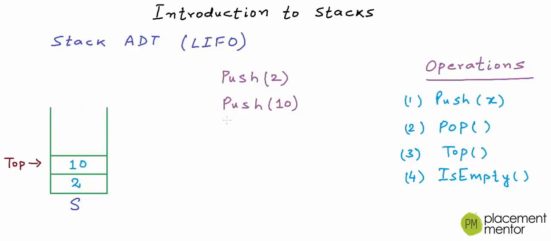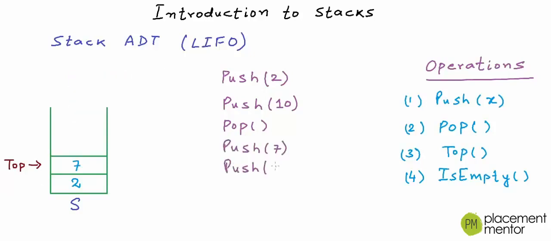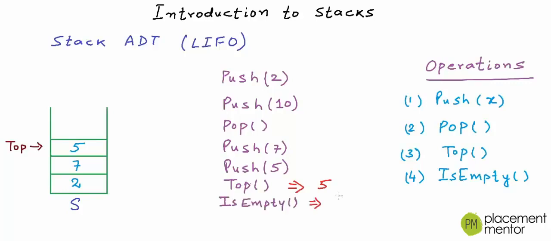And now let's say we want to perform a pop. The integer at top right now is 10. With a pop, it will be removed from the stack. Let's do a few more pushes. I just pushed 7 and 5 onto the stack. At this stage, if I call the top operation, it will return me number 5. Is empty will return me false. At this stage, a pop will remove 5 from the stack.